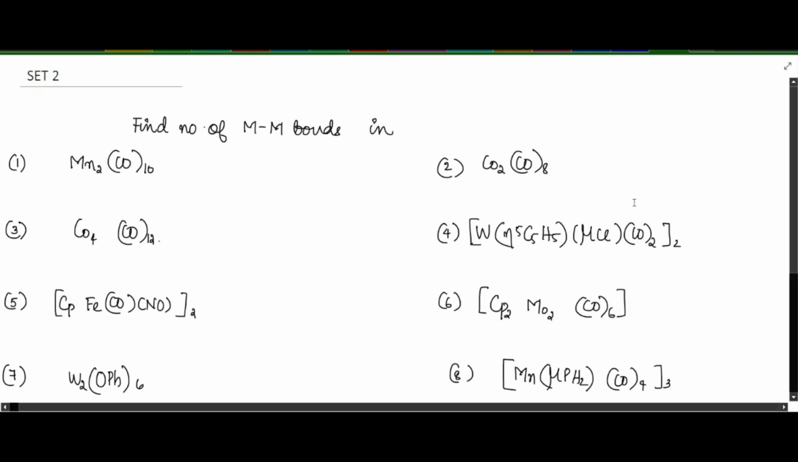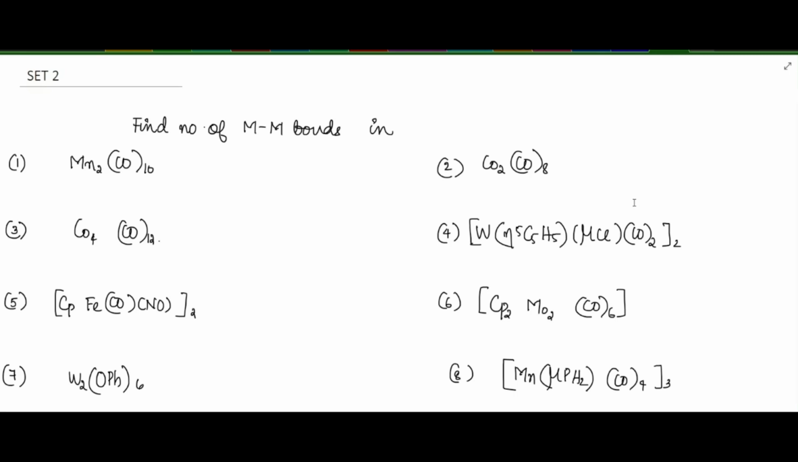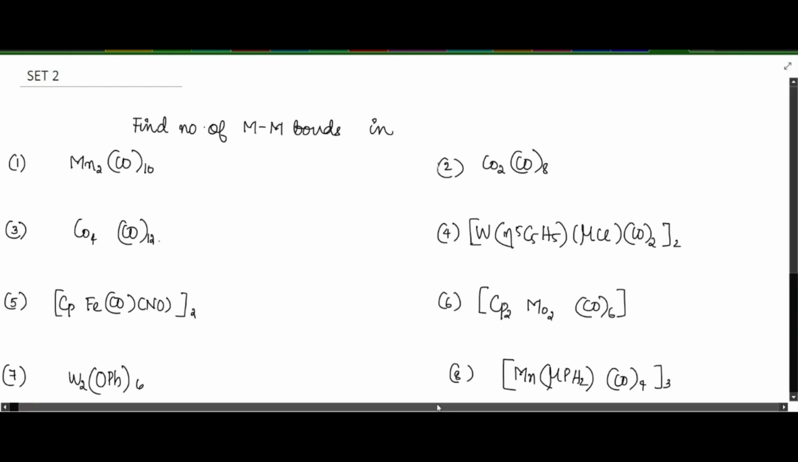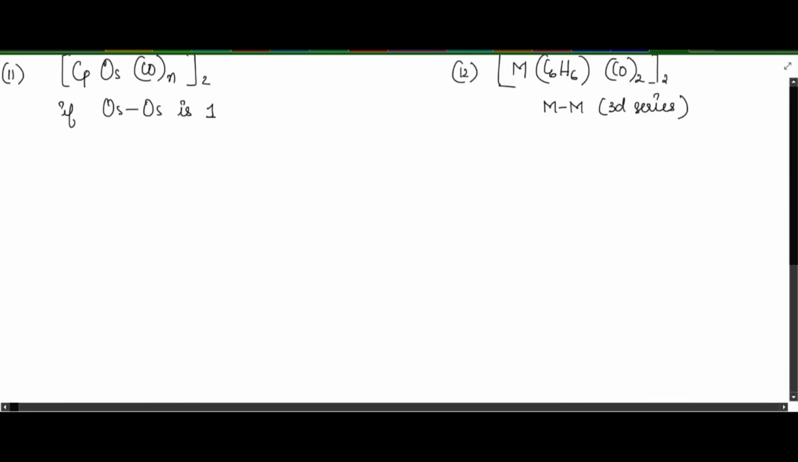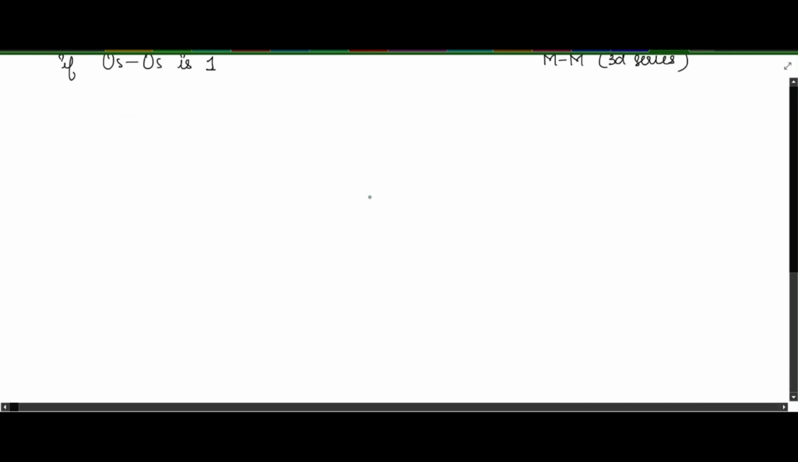So in this set, what we will be doing is the 18 electron rule application to find how many metal-metal bonds are there in the system. As we said, in the last question the number of metals present was just 1. So let's say there is more than one metal. Why do we have to consider this?